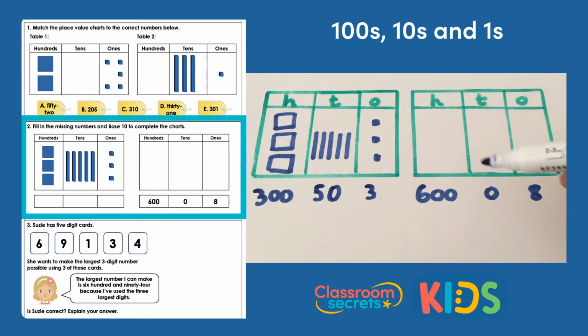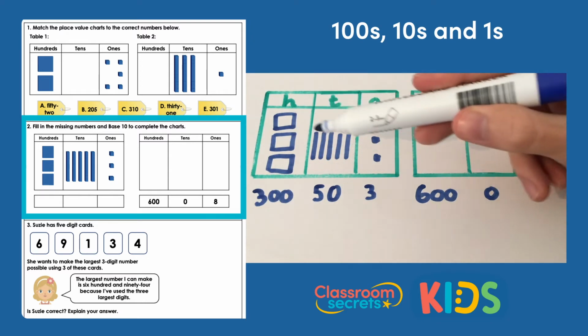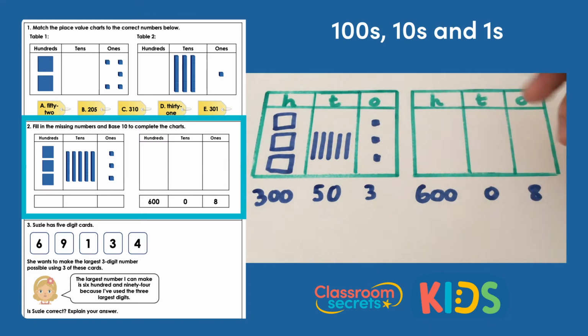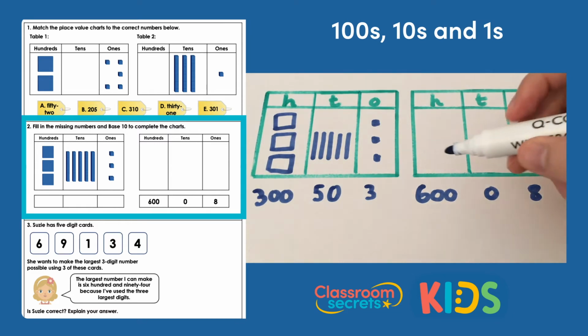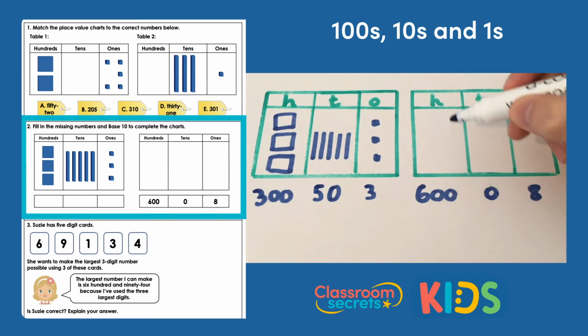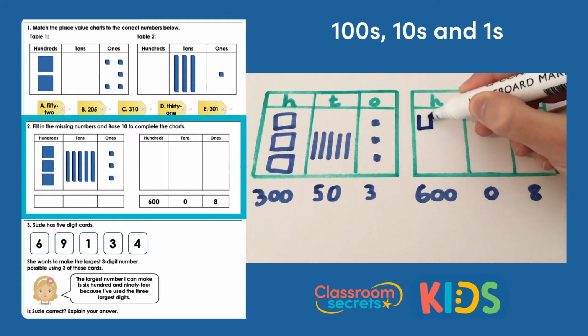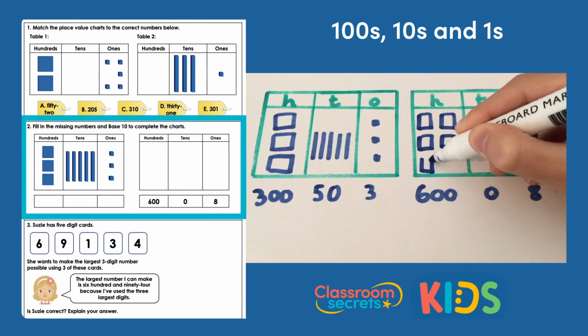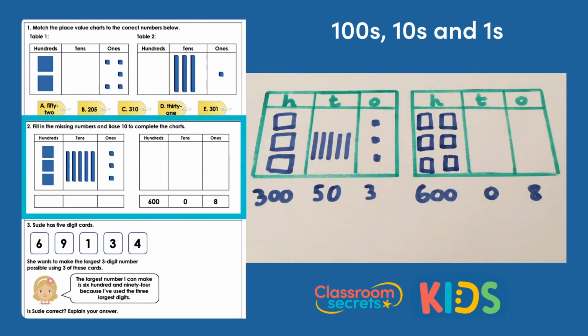For the second place value chart, it's the other way around. So we have been given the number 600, 0 in our tens, and 8 in our ones. And we need to show that in our place value using the base 10 to help. So have a look back at table 1. That's what we need to be using. Our squares for the 100, our lines or our rods for tens, and our small squares for our ones. So we've got 600. So we need 6 squares in our hundreds. 100, 200, 300, 400, 500, and 600, shown by the 6 squares.